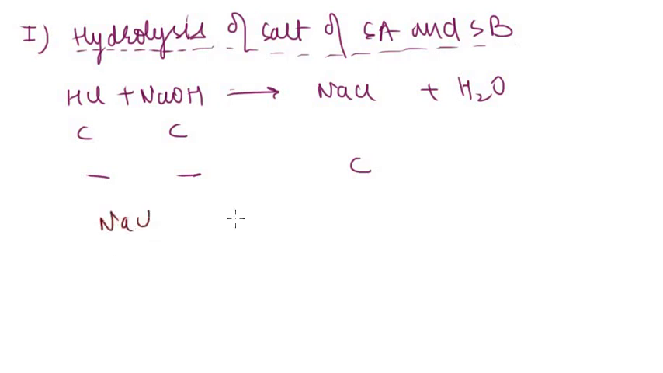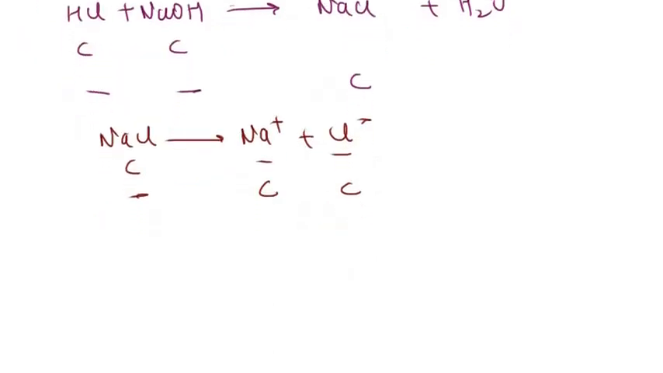Now NaCl will dissolve into Na plus and Cl negative. We know the concentration of NaCl was C. Now it has totally dissociated, the alpha is 1, so C molar of Na plus will form and C molar of Cl minus will form. Now we have seen hydrolysis will happen.